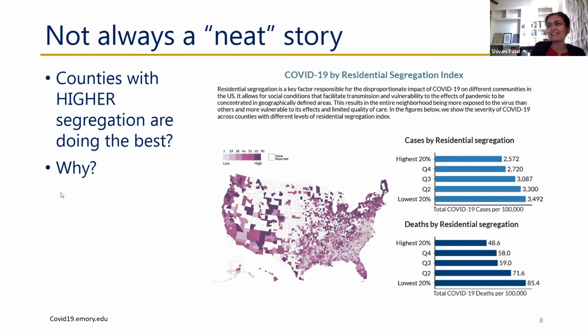I see that I've posed the question why, but I kind of answered the question why. But I'll pause here and just see if there are any questions or comments on this particular map of residential segregation or anything else I've said so far. I don't see anything popping into the chat, so I'll just keep going.